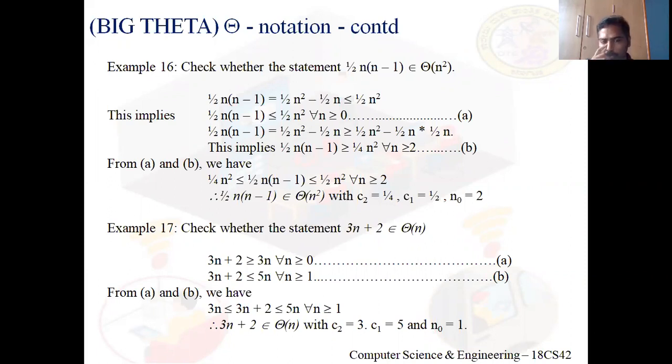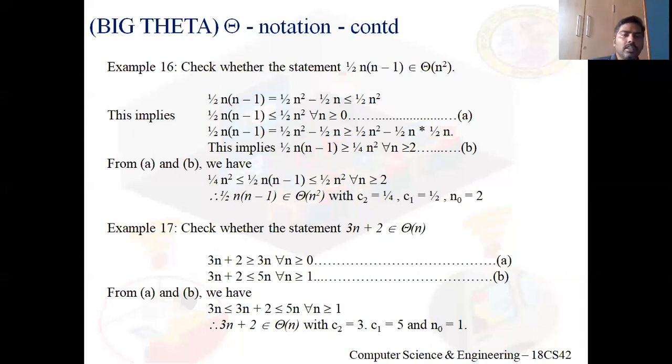See here, you are asked to check whether 3n plus 2 belongs to big theta of n. You got familiar, right? Both growth rates are the same, that is linear, so of course they belong. But what you need to identify is C1 and C2, so that C1 n less than or equal to 3n plus 2 less than or equal to C2 n. I should get that, and for what starting value of n0.